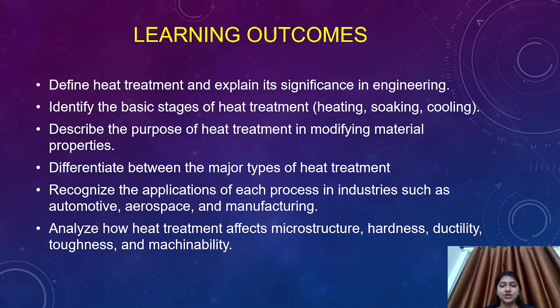By the end of the session, you will be able to define what is heat treatment and explain its significance in engineering, identify the three basic stages of heat treatment, that is heating, soaking and cooling, and describe the purpose of doing heat treatment, why we are doing heat treatment in the first place. Also, we will be able to differentiate between the major processes like annealing, normalizing and hardening. We will also be able to recognize real-life application industries like automotive, aerospace, and manufacturing. And most importantly, we can analyze how heat treatment changes the microstructure of metal, which controls properties like fatigue resistance, wear resistance, and durability.